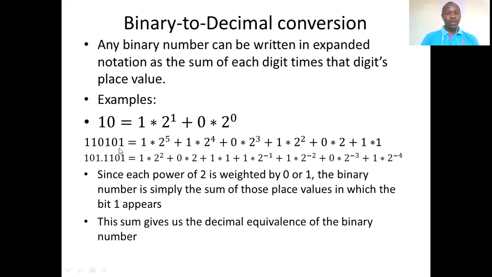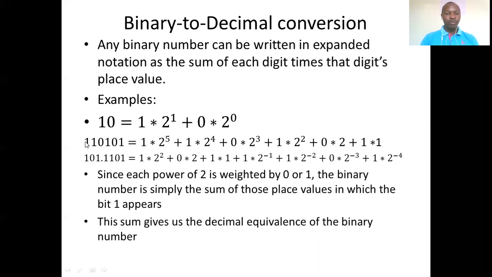Let's suppose we want to express this binary number in its expanded form. The place values, starting from the right to the left, are 2 to the power of 0, 2 to the power of 1, 2 to the power of 2, 2 to the power of 3, 2 to the power of 4, and 2 to the power of 5. Take note that we are just saying this is place 0, place 1, place 2, place 3, place 4, and place 5. So what you now do is multiply each bit by its place value.